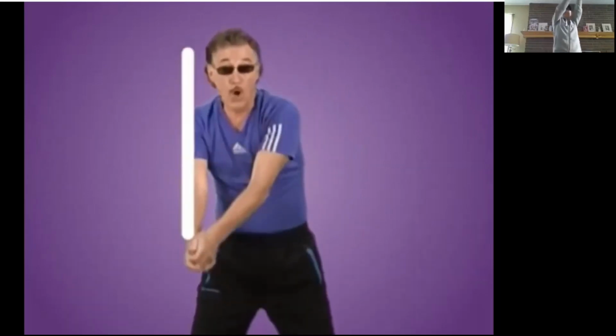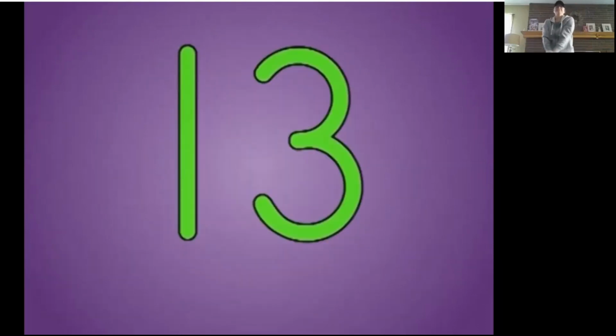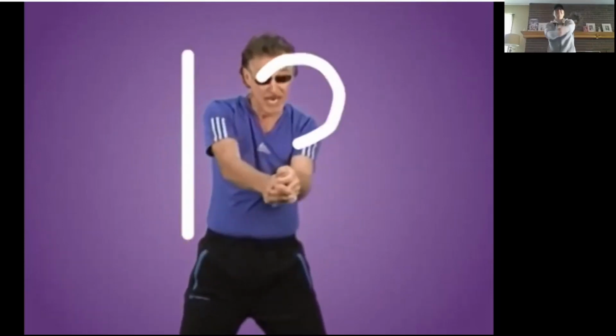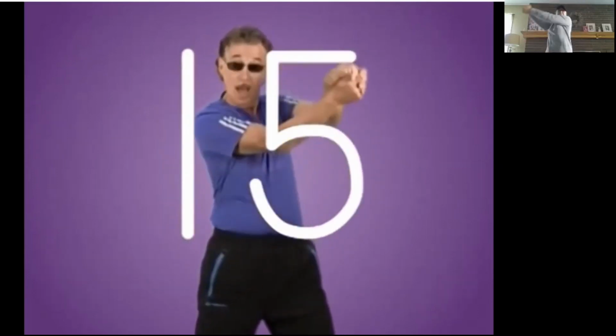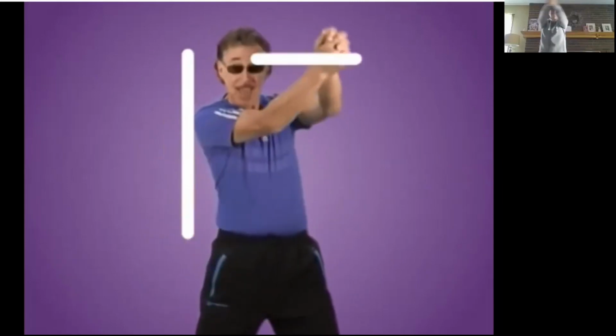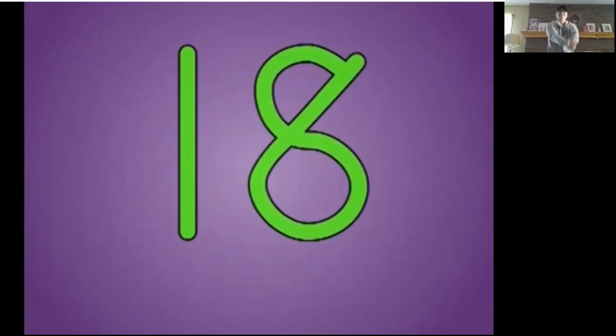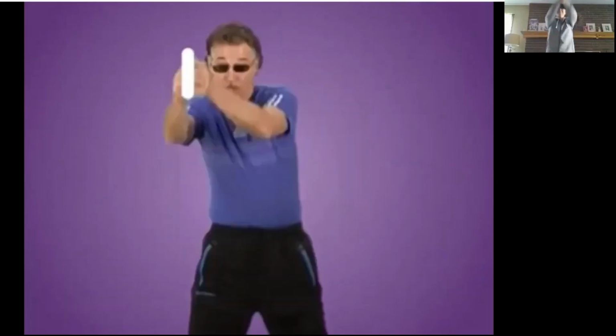11 is a 1 with a 1. 12 is a 1 with a 2. 13 is a 1 with a 3. 14 is a 1 with a 4. 15 is a 1 with a 5. 16 is a 1 with a 6. 17 is a 1 with a 7. 18 is a 1 with an 8. 19 is a 1 with a 9.